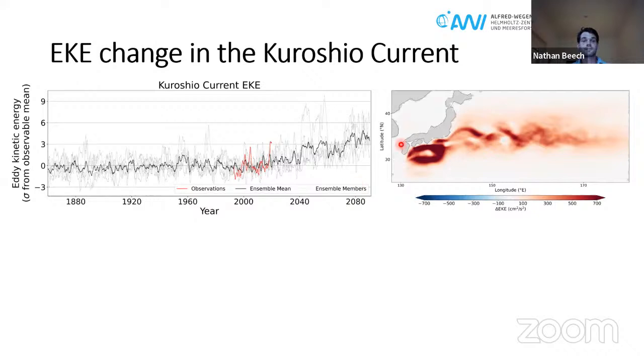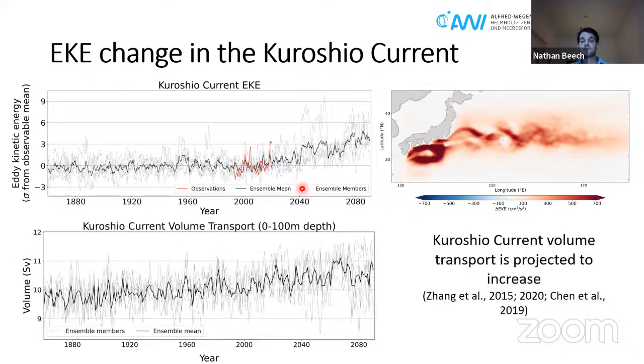And next, you can look at the Kuroshio current. Now, this is off the coast of Japan in the North Pacific. And in this region, too, we project an increase in eddy activity. So the hypothesis that we have, from the previous two regions that we looked at, is that as more water is moving through this current, we get more eddy activity, more energy and more eddies as a result. And as it turns out, the volume transport, so the water moving through the Kuroshio current, is also expected to increase in the context of climate change.